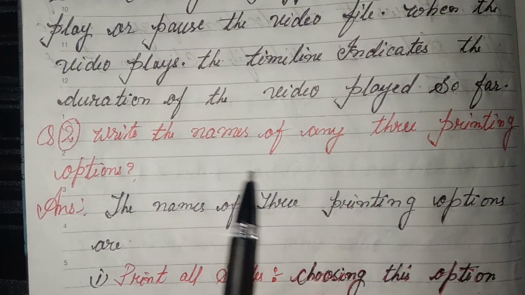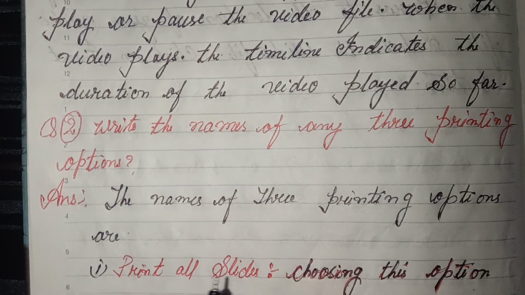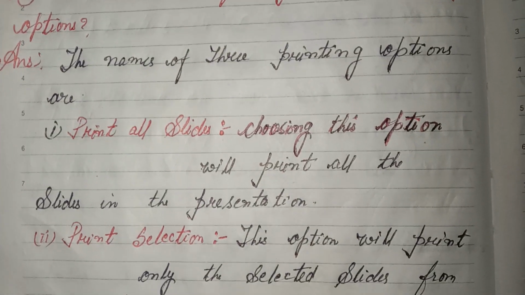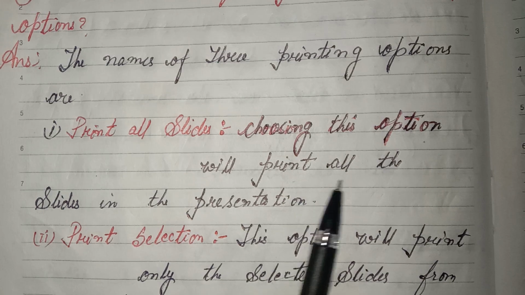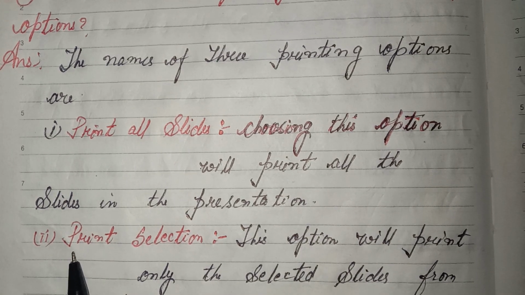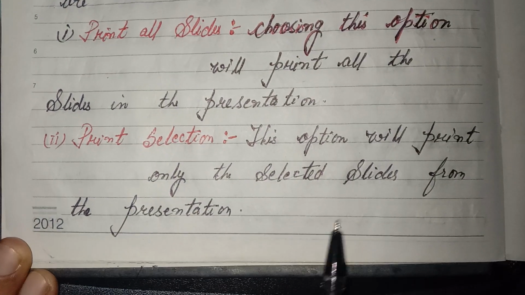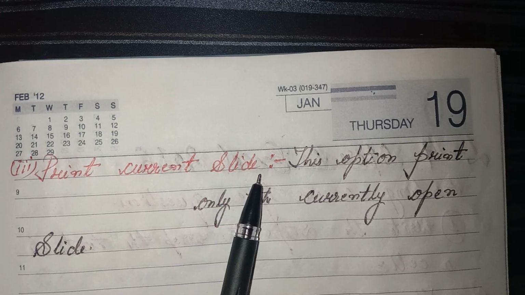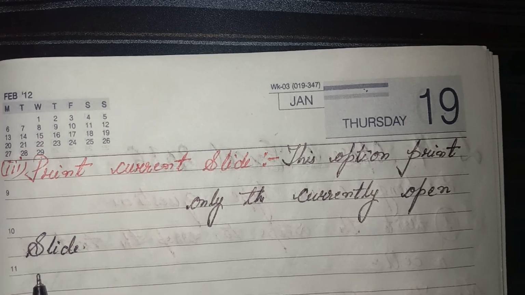Second, write the names of any 3 printing options. The names of 3 printing options are: first, print all slides. Choosing this option will print all the slides in the presentation. Second, print selection. This option will print only the selected slides from the presentation. Third, print current slide. This option prints only the currently open slide.